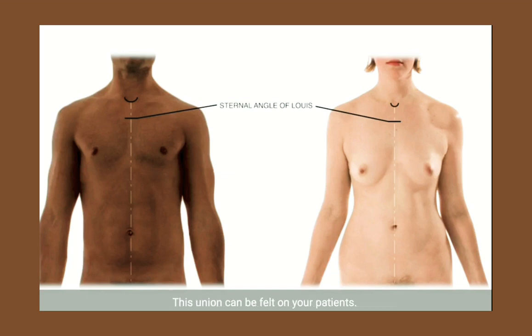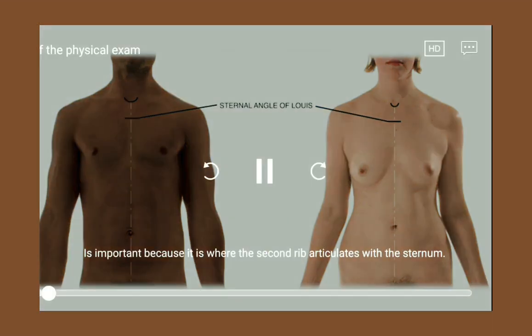union can be felt on your patients. It may be more difficult to feel on your donors. You should refer to a nearby skeleton to find this landmark. It is important because it is where the second rib articulates with the sternum.